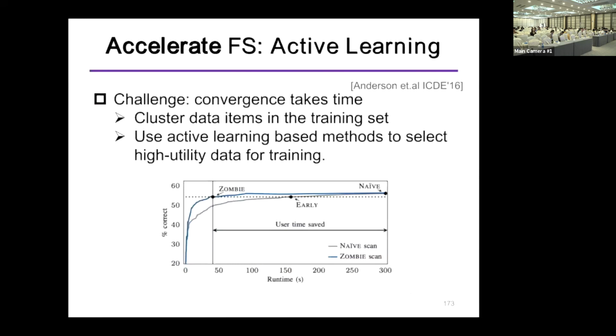So the other method is active learning. Use active learning to do feature selection. The challenge is that for model training, the convergence takes time. So it clusters the data items in the training set and uses an active learning-based method to select the high utility data for training. We can see from the figure that this method converges much earlier than the baseline.